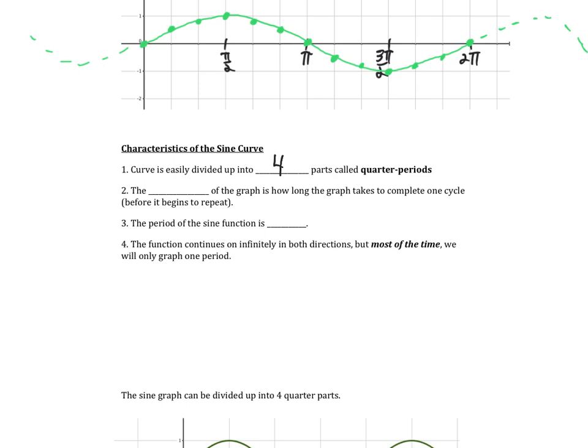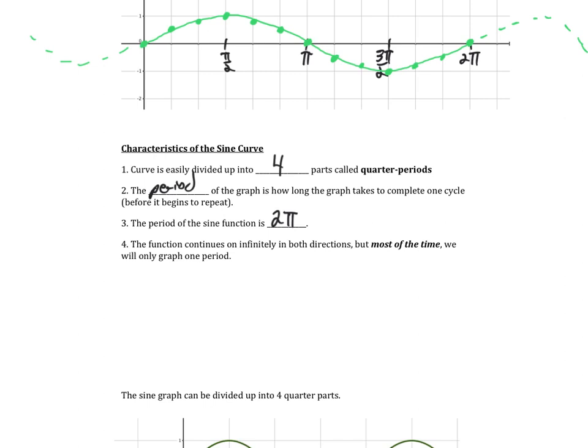Okay, the period, right? The period of the graph is how long the graph takes to complete one cycle before it begins to repeat. We've kind of seen this before, right? The idea that once you go past 2 pi, the values start to repeat. Okay, so we call that the period in graphing, how long the graph takes to complete one cycle. And the period of the sine function in this case is 2 pi.